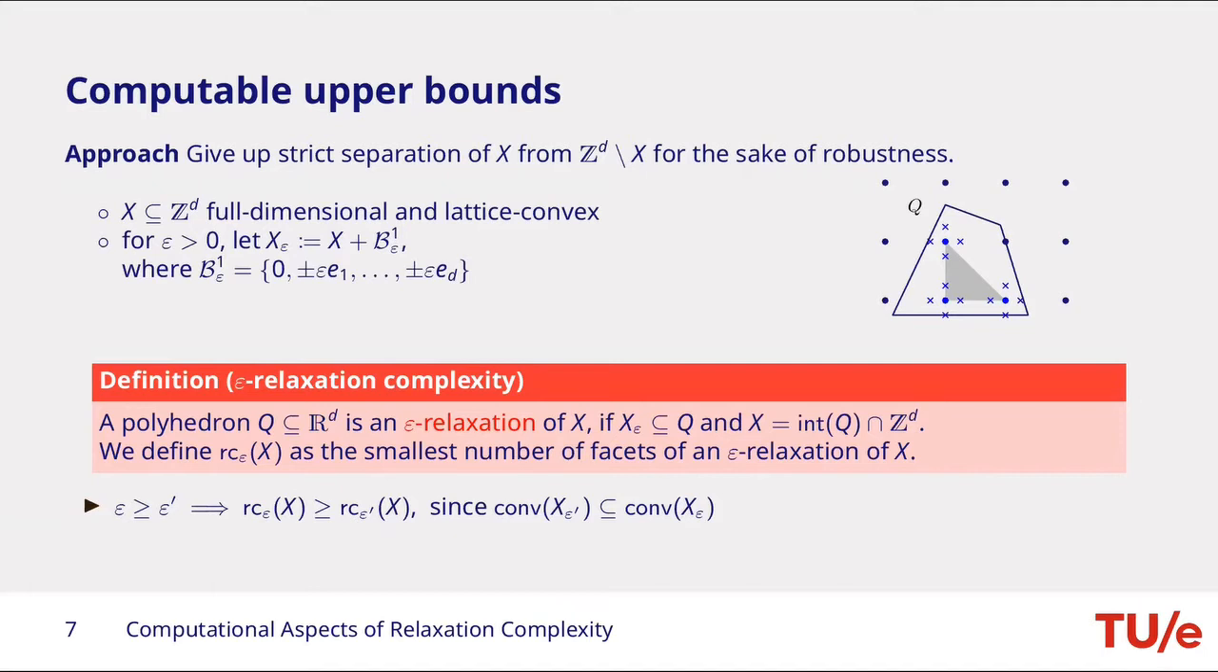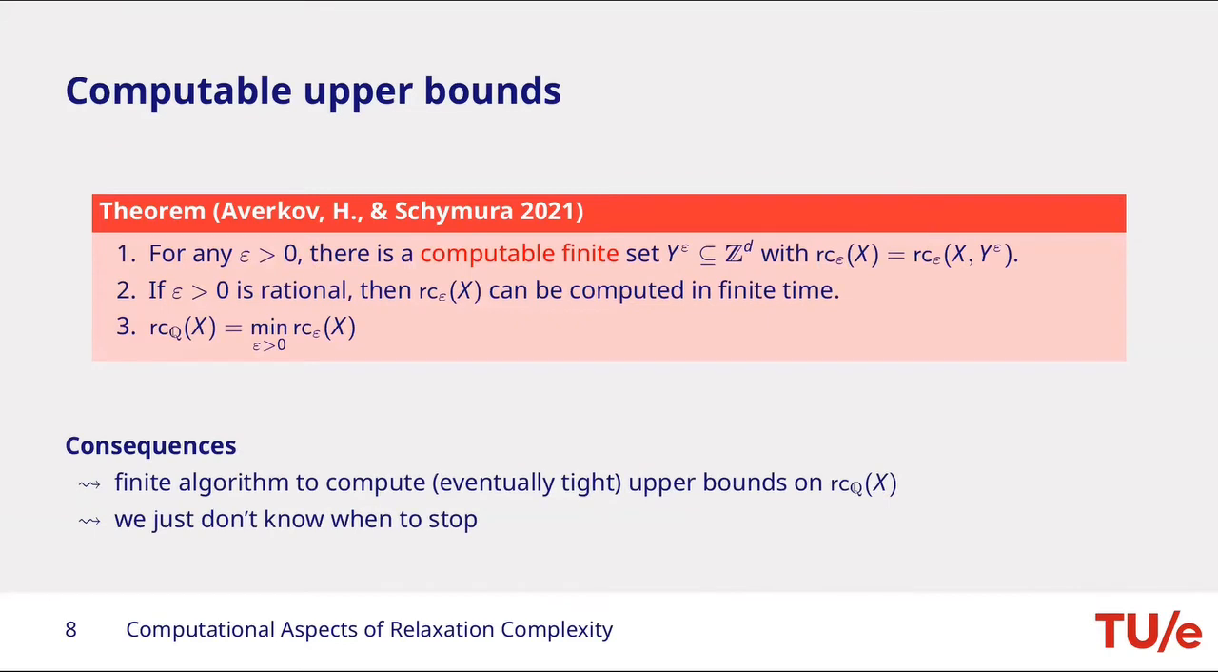And using this concept of epsilon relaxations, we were able to derive the following result. Let me first mention the statement of the result and then its consequences. We were able to show that if we are given an arbitrary positive value of epsilon such that our set X admits an epsilon relaxation, then there actually exists a computable finite set Y_epsilon of infeasible integer points such that it's not necessary to separate X from all the infeasible points in an epsilon relaxation. It's sufficient to separate it from this finite set Y_epsilon.